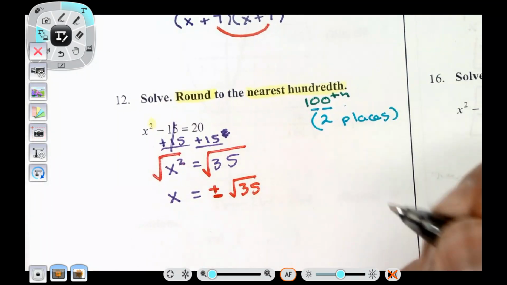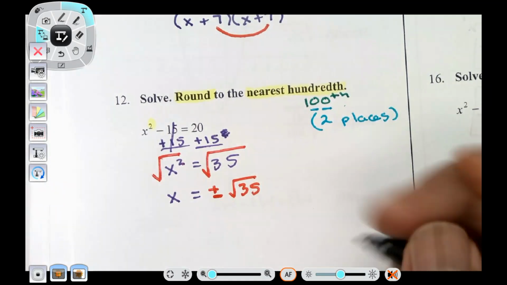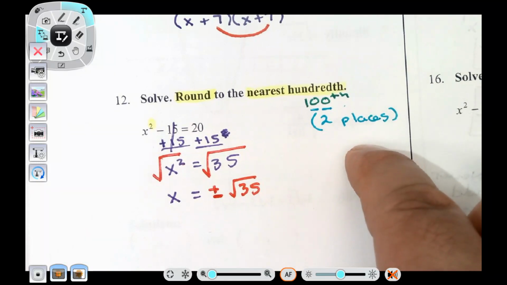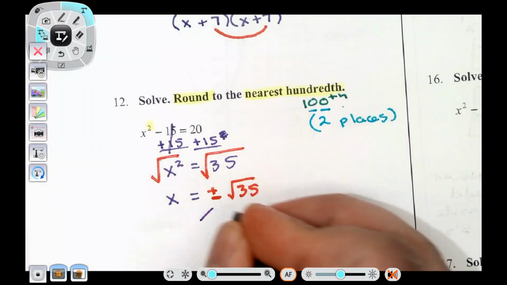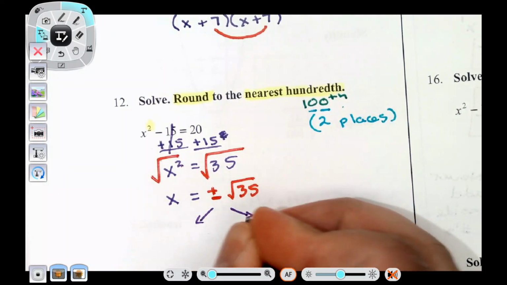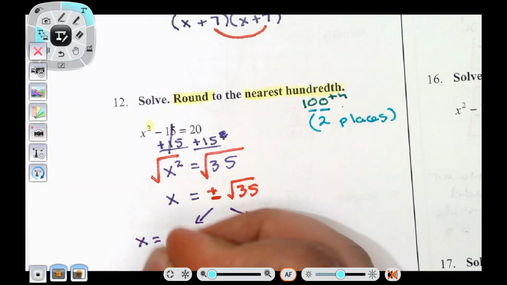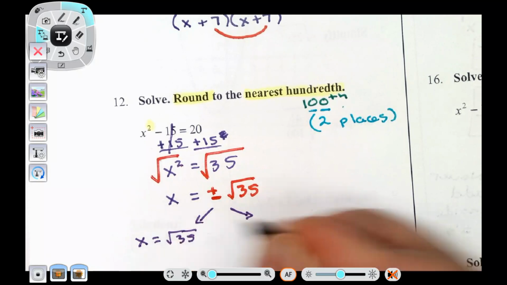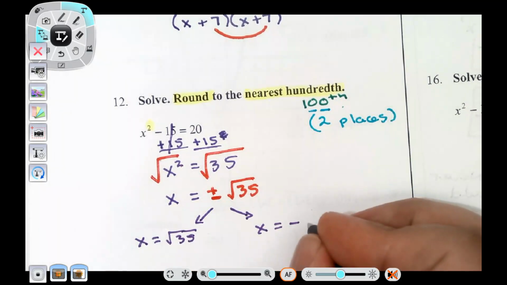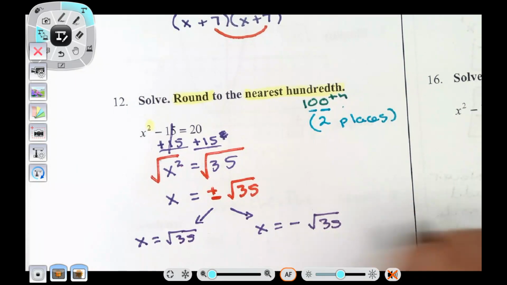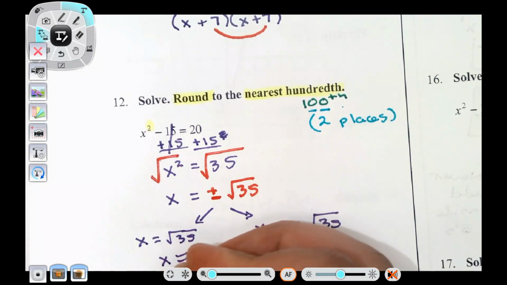So normally I could say, okay, I'll just leave my answer like this. But they do want a decimal. So because they want a decimal, this is when we split it up. We do our split. X is equal to the square root of 35. X is equal to negative, outside, not inside, the square root of 35. And now we let the calculator take over.